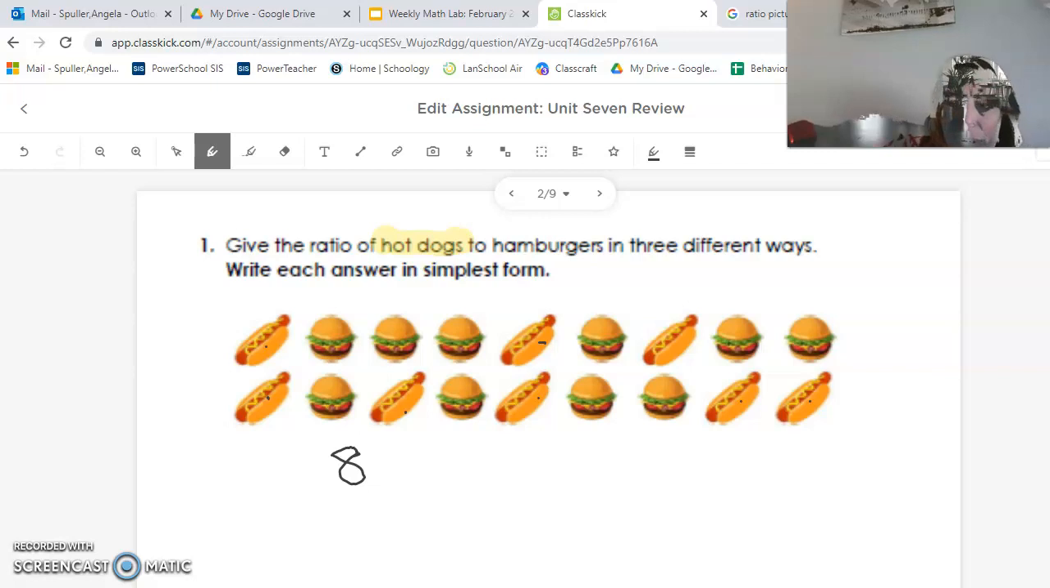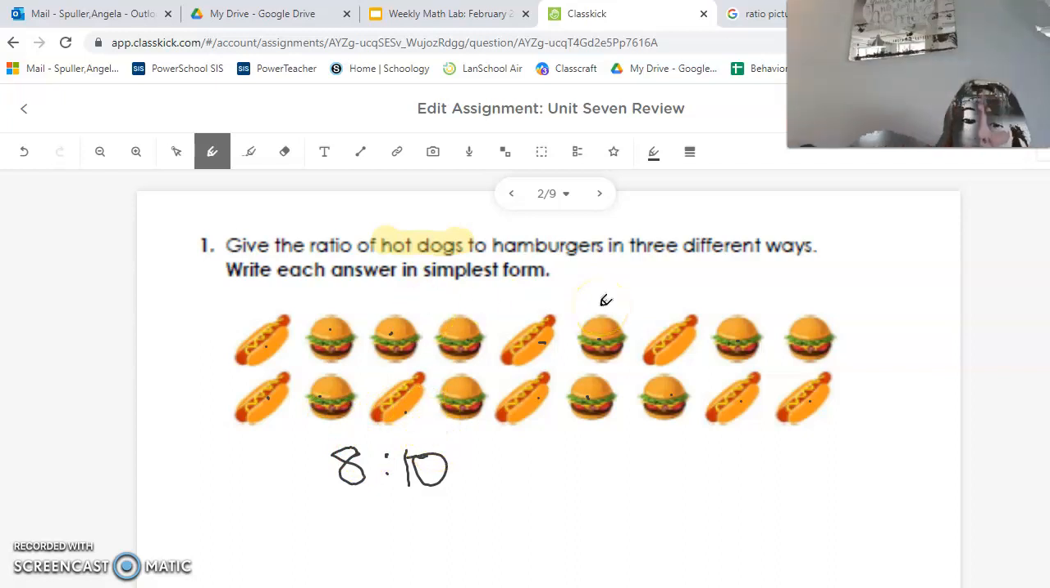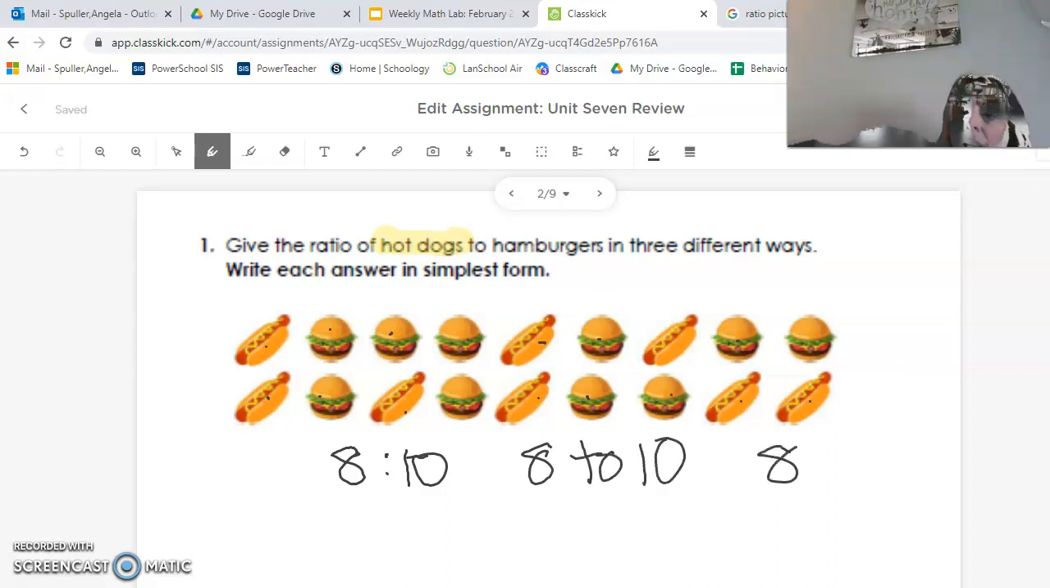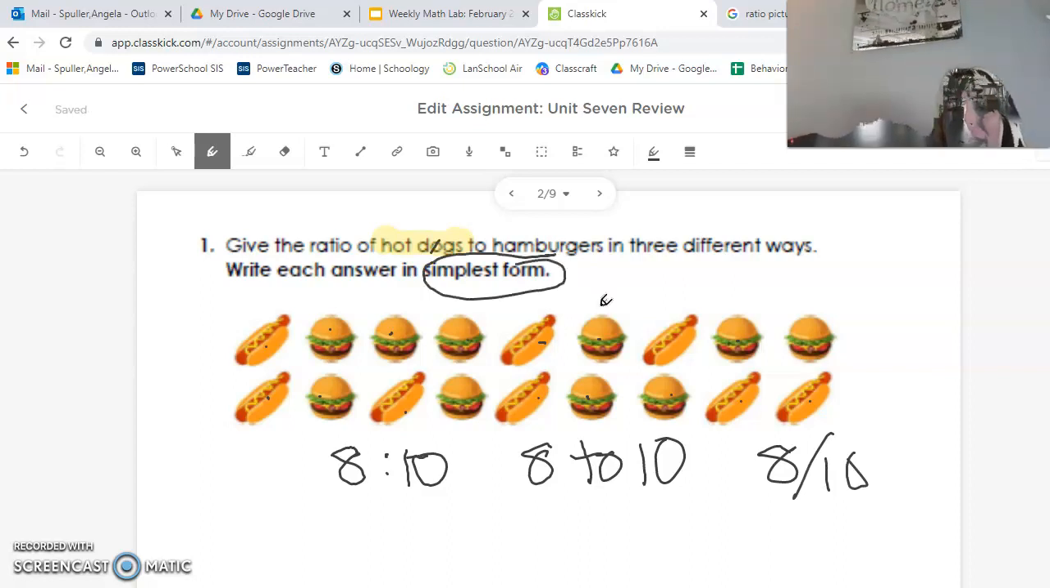And then it says hamburgers. So 1, 2, 3, 4, 5, 6, 7, 8, 9, 10. So 8 to 10. Okay, so there, I'm comparing hot dogs to hamburgers. Now, that's one way to write it. I can also say 8 to 10, and I can say 8 over 10 like a fraction. But I didn't do the one part. It said to do it in the simplest form.